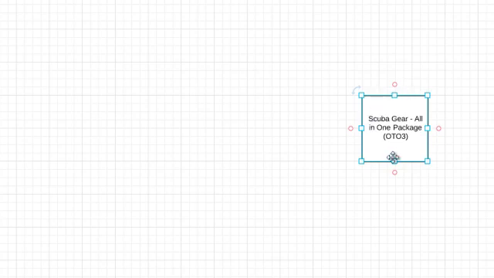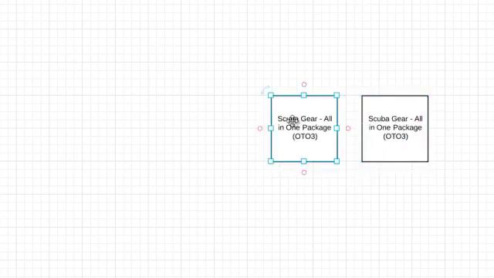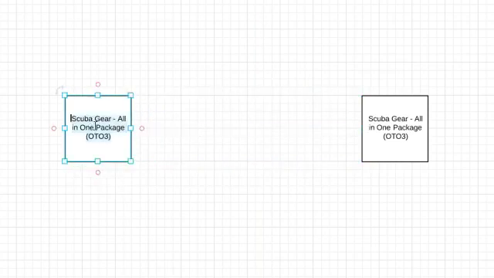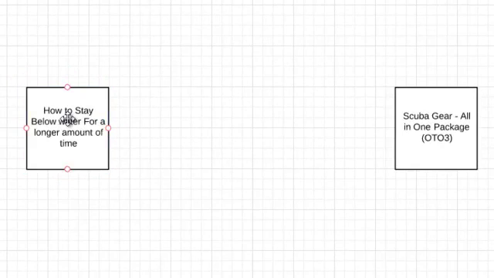So if that's the unique selling proposition of your product, then maybe down the line here, you could have a lead magnet that talks about something like how to stay below water for a longer amount of time. So we haven't really figured out, is that going to be our lead magnet? Is that going to be our front end offer or anything like that?